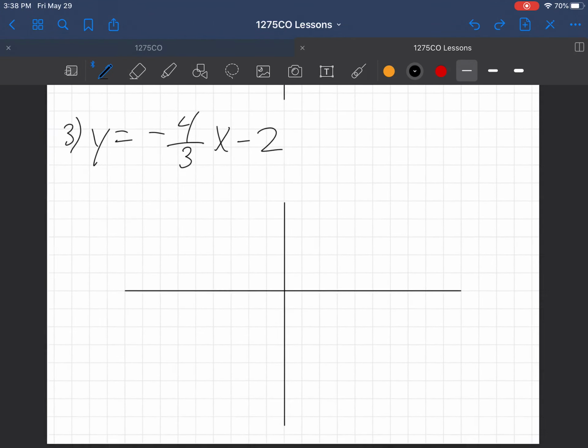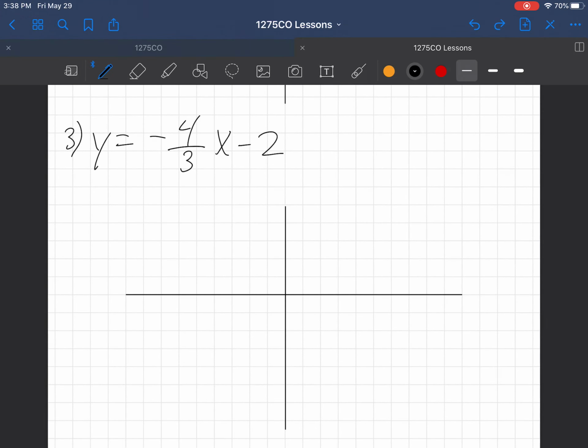So let's look at y equals negative 4 over 3x minus 2. This one has a different y-intercept. It's 2 spaces below the origin, right? The y-intercept is located at 0, negative 2. The slope of this line is going to be negative 4 over 3.